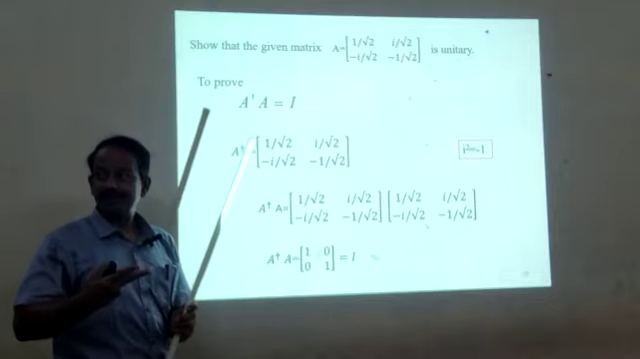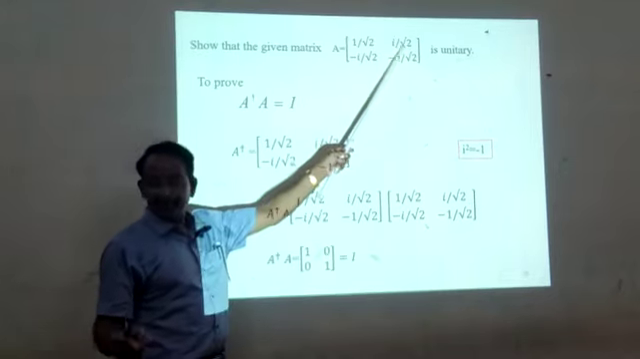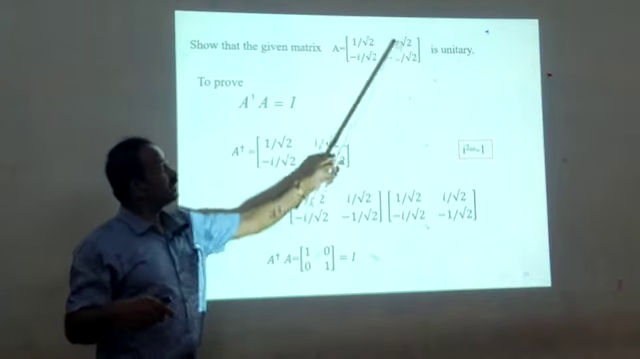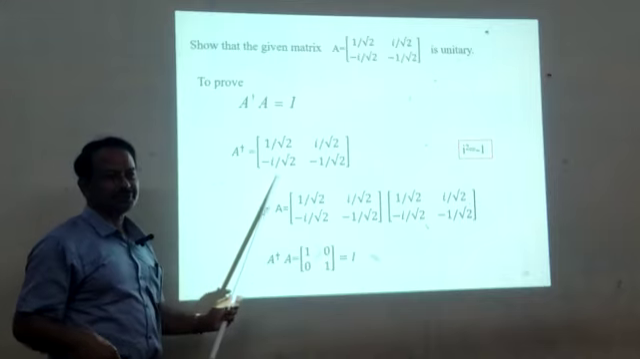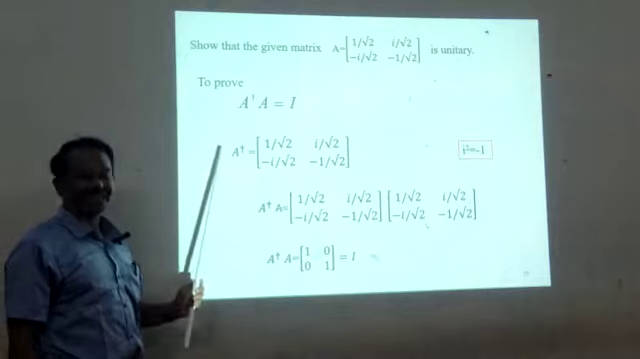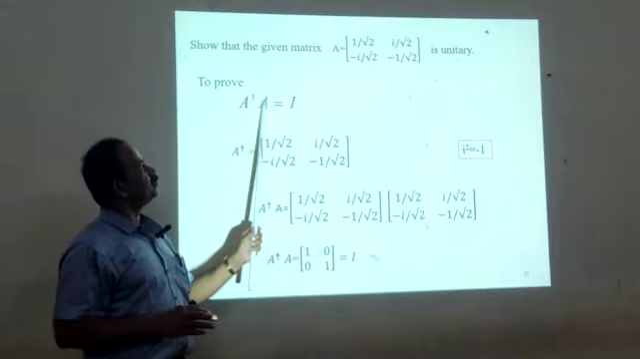Now you are going to take the complex conjugate. So that becomes 1 by root 2. Here minus i by root 2 we said. What is the complex conjugate of minus i by root 2? Plus i by root 2. And this term will come here. What is the complex conjugate? Minus i by root 2. This term let it be like this. So this is your A dagger. Is it okay?